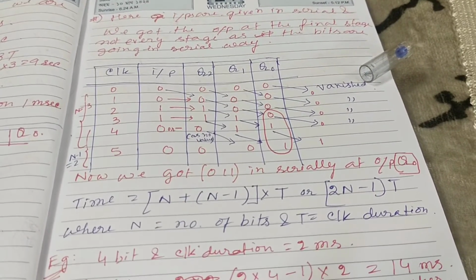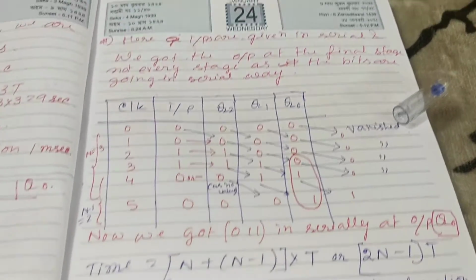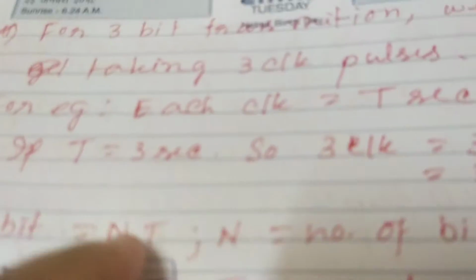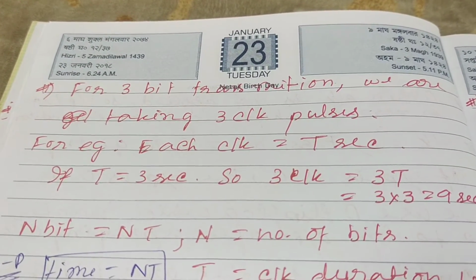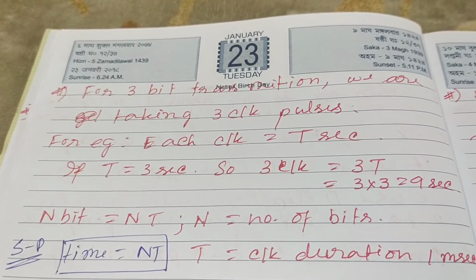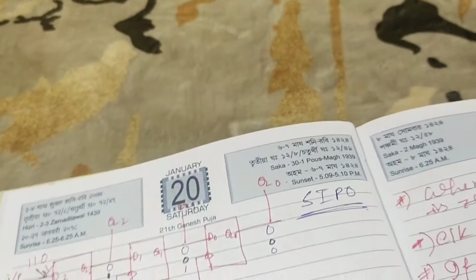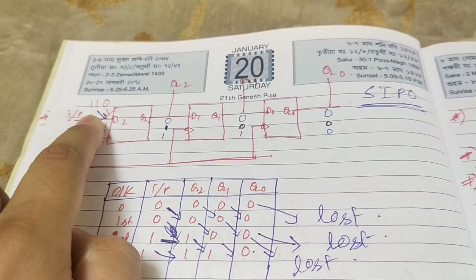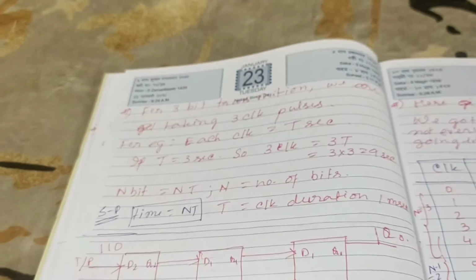So what is the formula for calculating the time in the SIPO? In the SIPO we calculate in this way. For transferring 3 bits we are taking 3 clock pulses. Here we have seen that for transferring 3 bits, this is our input and these are the 3 bits, we are taking 3 clock pulses, and we are taking 3 flip flops also.